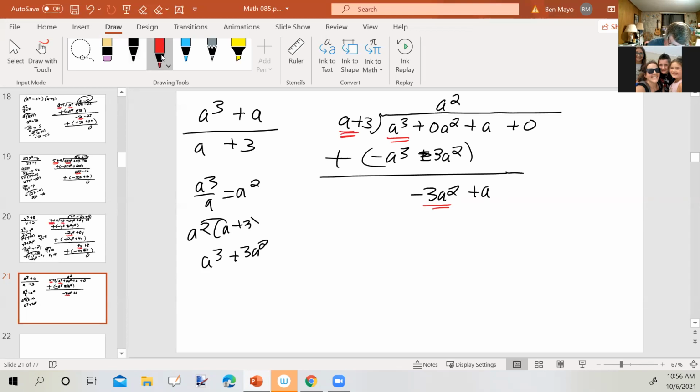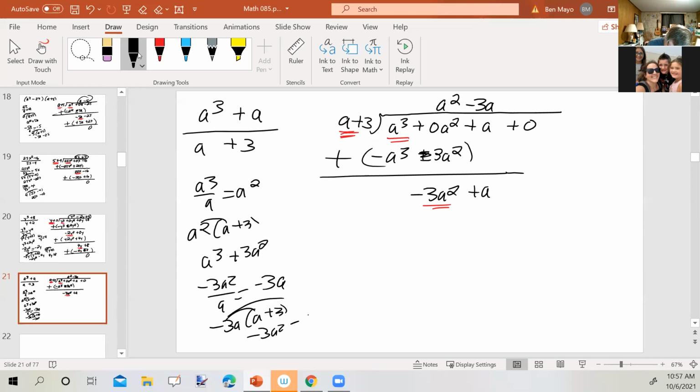Okay, leading term inside divided by leading term outside. Negative 3a squared divided by a is negative 3a, which goes there. Negative 3a times a plus 3 is negative 3a squared minus 9a. So we're going to subtract that quantity from what's up above, change it to addition of the opposite. We get 0a squared plus 10a. And there we go, plus 0.